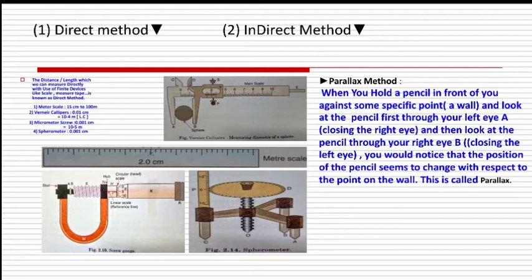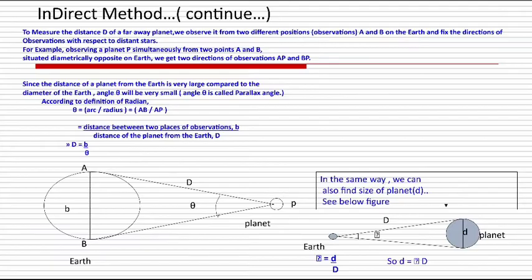Now we can use this parallax method to find large distances, like the distance between Earth and the Moon. In the indirect method, to measure the distance D of a faraway planet, we observe it from 2 different positions of observation, A and B, on the Earth, and fix the directions of observation with respect to distant stars.